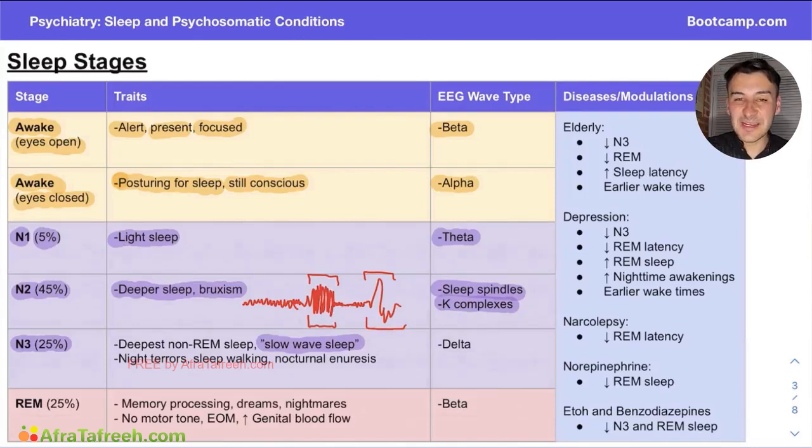Now, what's important here when it comes to N3 sleep is the pathologies that are associated with it. In N3, we get night terrors, sleepwalking, and nocturnal enuresis. And these are all associated with our EEG waves that are delta waves. You don't need to recognize these delta waves, but you have to know the name and the fact that they're associated with N3. So my mnemonic here is all about the sound E.